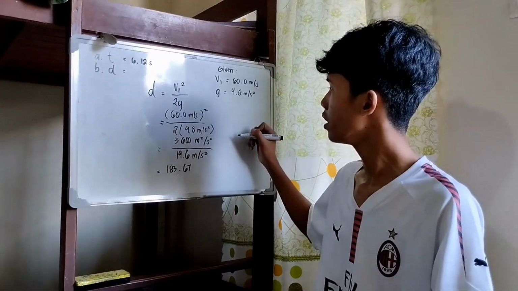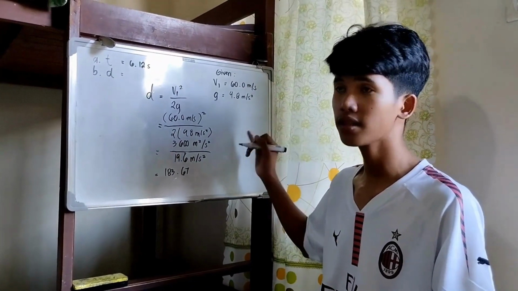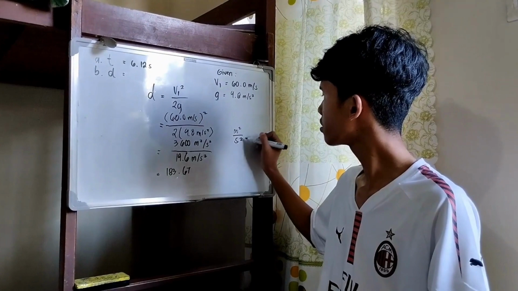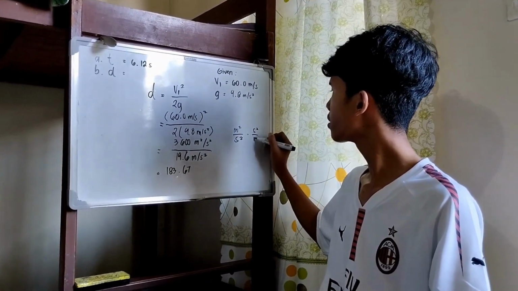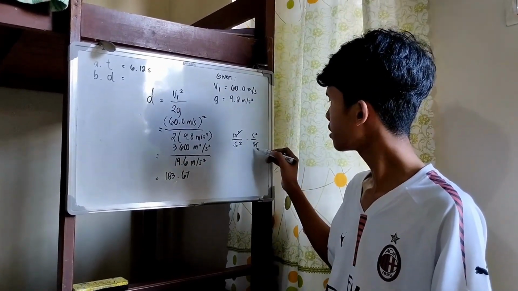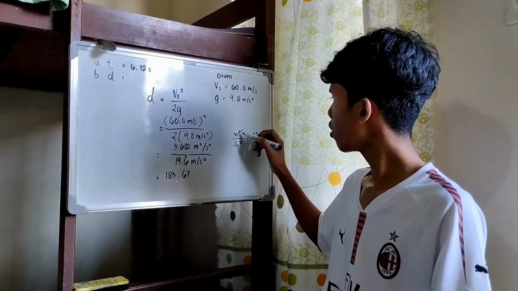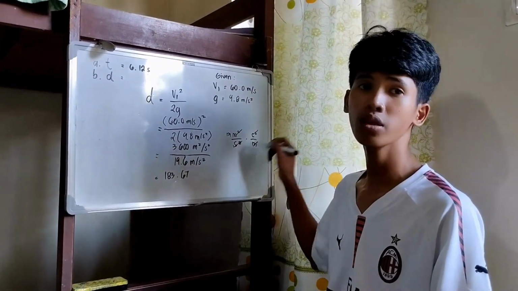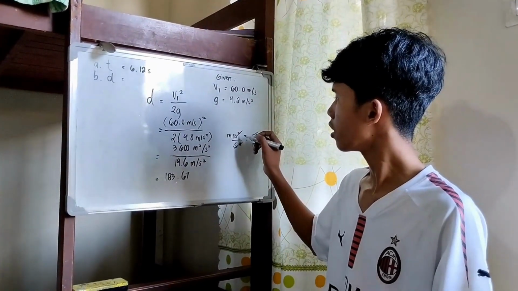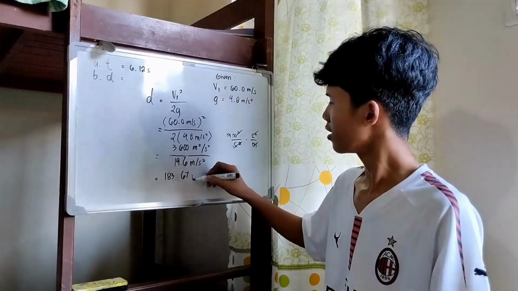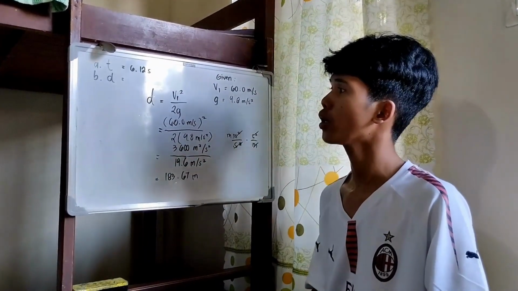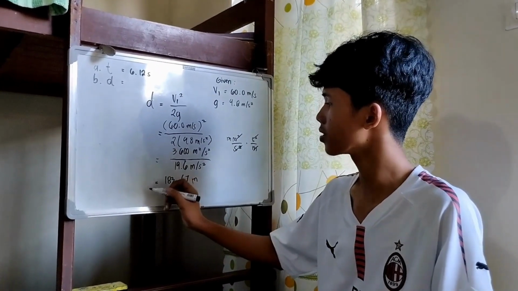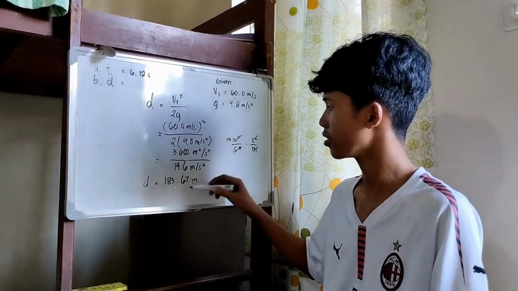And then for its unit, we use the cancellation method of units, which is meters squared over seconds squared times seconds squared over meter. And then cancel. There's a remaining 1 here, 1 here, and this one cancels. So the remaining unit here will be the unit we use here. Therefore, the maximum height of the ball is 183.67 meters.